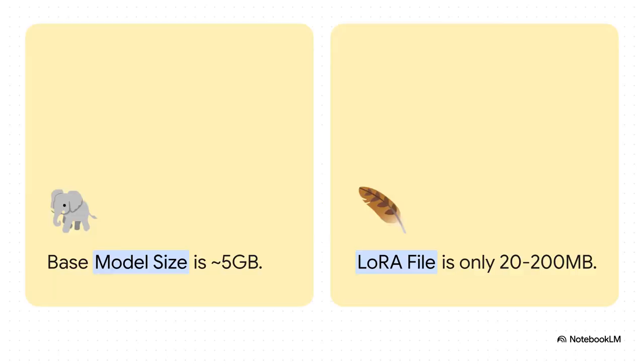And for you as a practitioner, the everyday benefit here is a total game changer. Instead of having to download and store a massive 5 gigabyte base model for every single art style, character, or brand aesthetic you might want to use, your semantic updates are packaged neatly into a tiny 20 to 200 megabyte file. It makes your entire workflow completely modular.